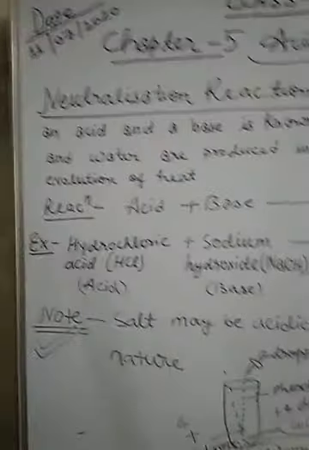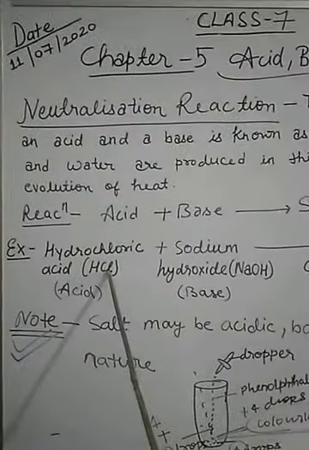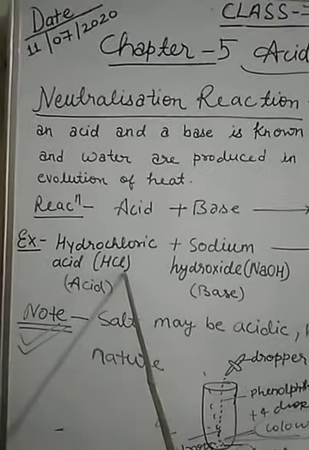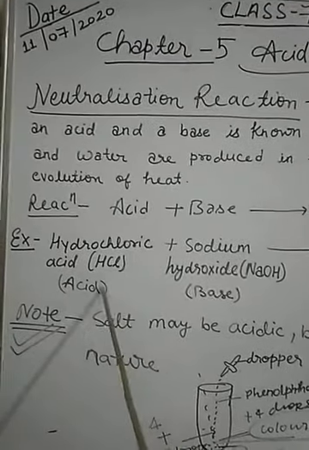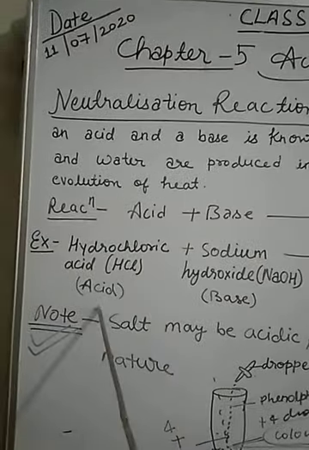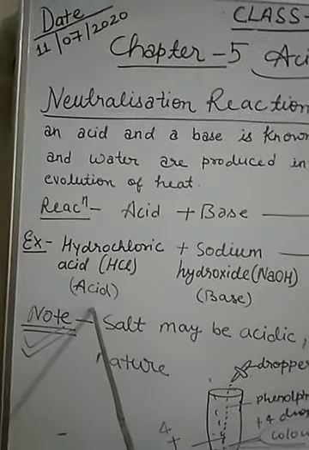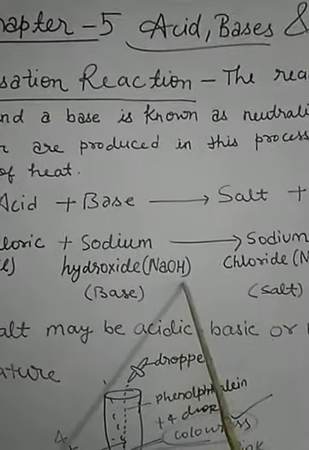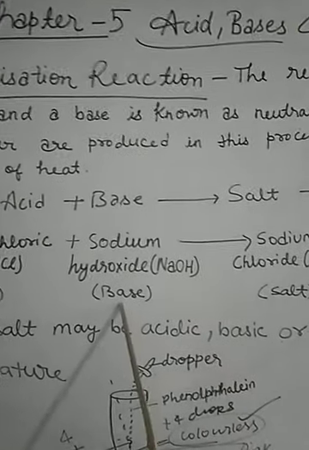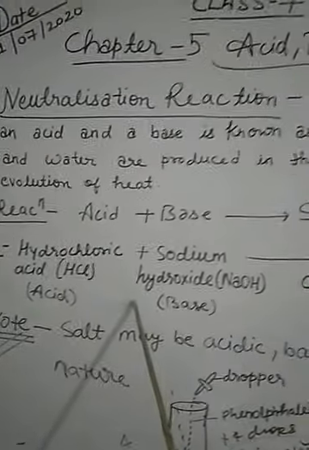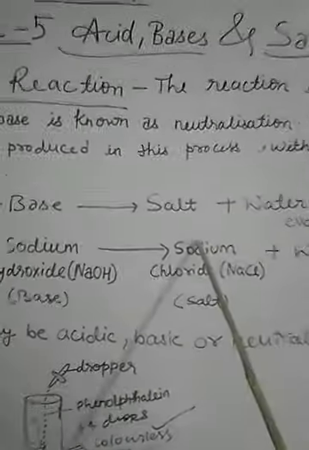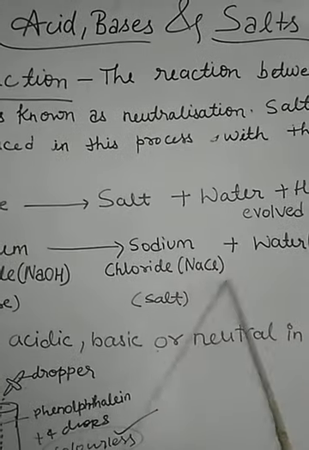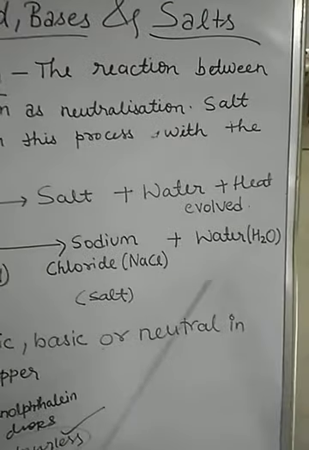Children, for example, you have taken hydrochloric acid. Its symbol is HCl. Means hydrochloric acid is written in short as HCl. Its nature is acidic, means it is an acid. Now add sodium hydroxide, NaOH. Sodium hydroxide is basic in nature. And when hydrochloric acid and sodium hydroxide react with each other, they form sodium chloride, that is NaCl, and NaCl is a salt, and H2O, water, along with heat evolved.